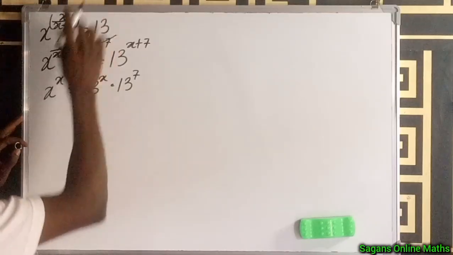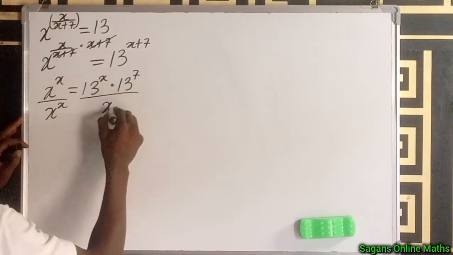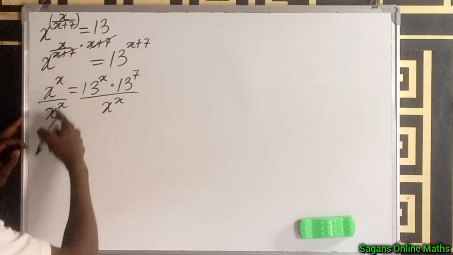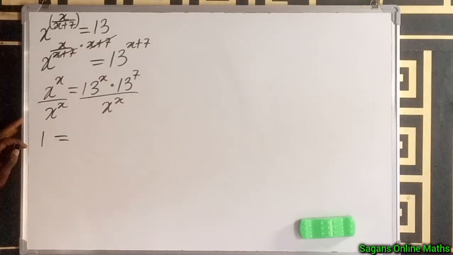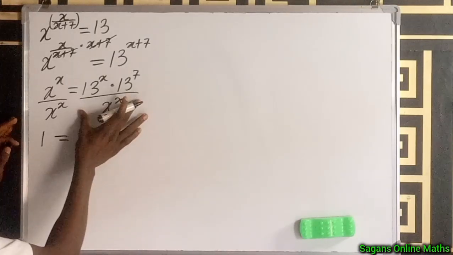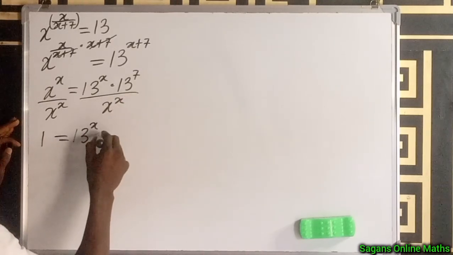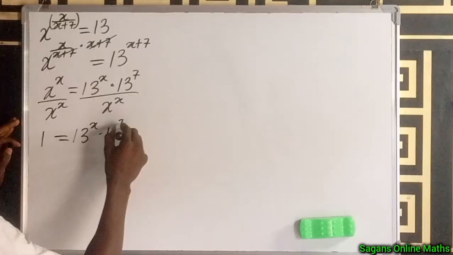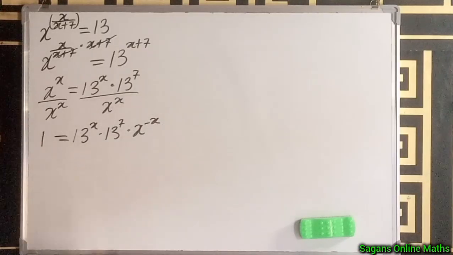Now what we are going to do is to divide both sides by x to the power of x. So I remove x from here. If we divide here by x to the power of x and divide the whole of this by x to the power of x, x to the power of x divided by x to the power of x, we just have 1 equals to. Now do you know that there's another amazing thing we can do if we obey the properties of indices? We can write this as 13 to the power of x, then multiply by 13 to the power of 7, then multiply by x to the power of minus x. Wow, this is fantastic, right?